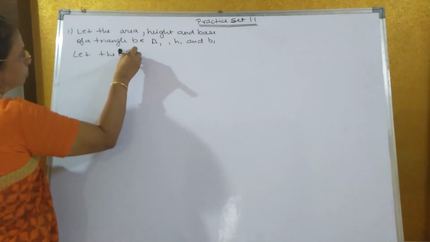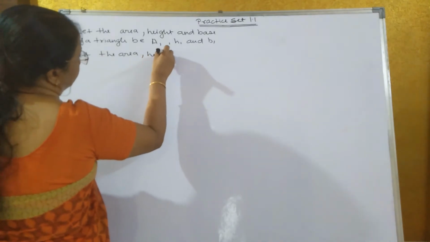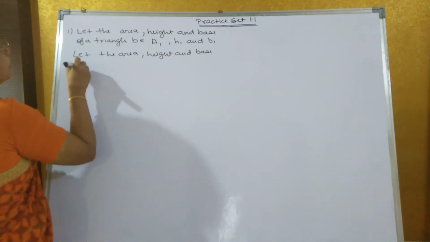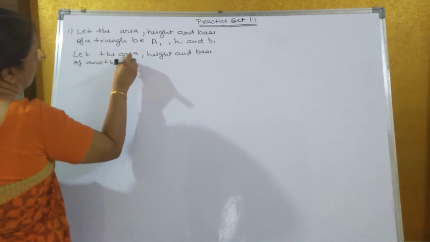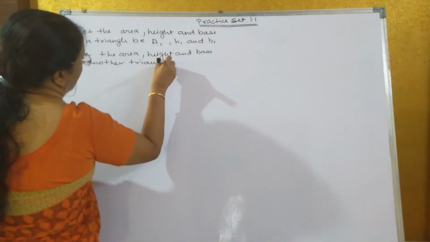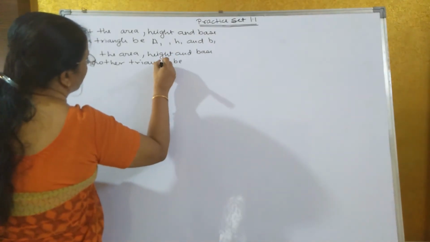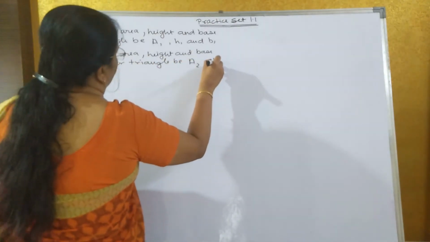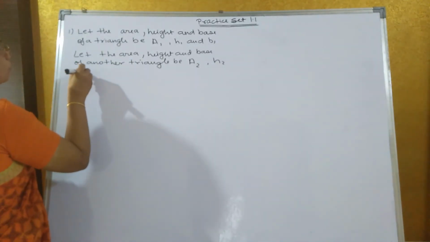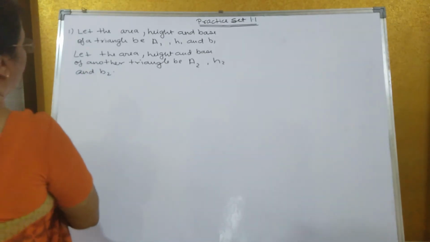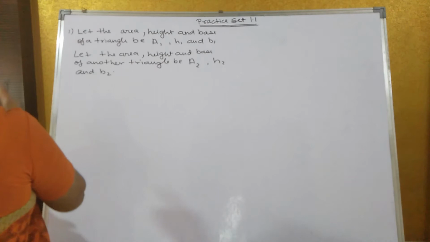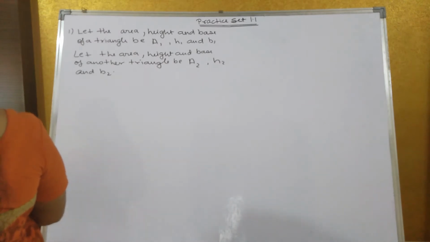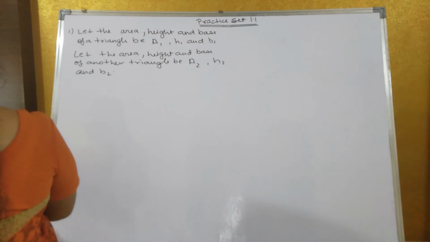Similarly, let the area, height and base of another triangle be A2, H2 and B2. Now we have to find out the ratio of the areas of the two triangles. Find the ratio of the areas of these triangles.